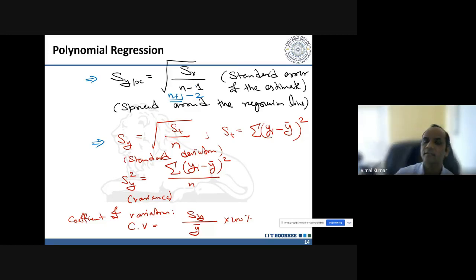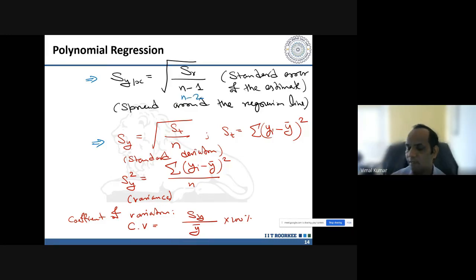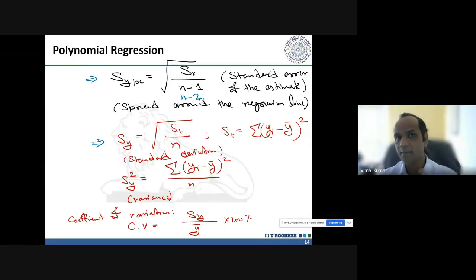So don't get confused about why n minus 1 is there, because in some books and references they take n minus 2 instead of n minus 1. But here I have n plus 1 data points, so n plus 1 minus 2 becomes n minus 1.